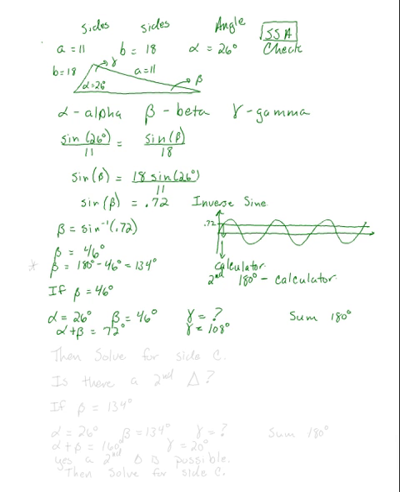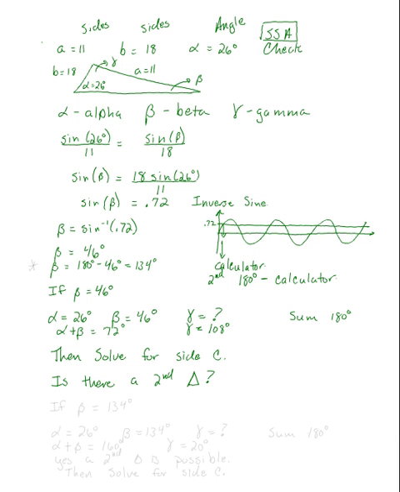Okay, so that's one possibility. Everything looks good, alpha, beta, gamma, and then I would have to solve for side C. We'll go back and do that. Let's check though, is there a second triangle?